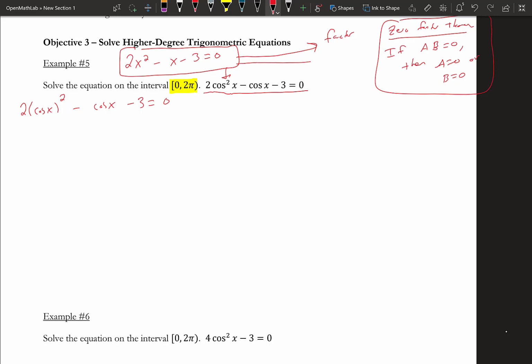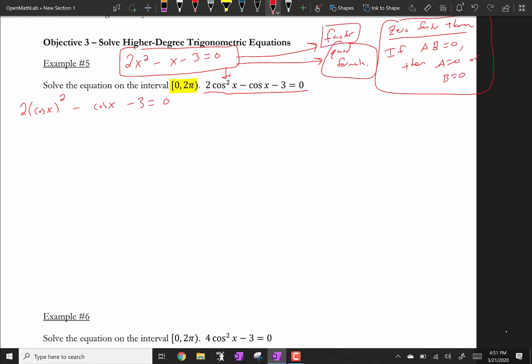So that's one method. The other method is you could use the quadratic formula. Some of these, the ones that we can't factor, we're going to want to use the quadratic formula. If you can factor, usually that is a little bit easier. But note the quadratic formula can work for ones that can factor as well.